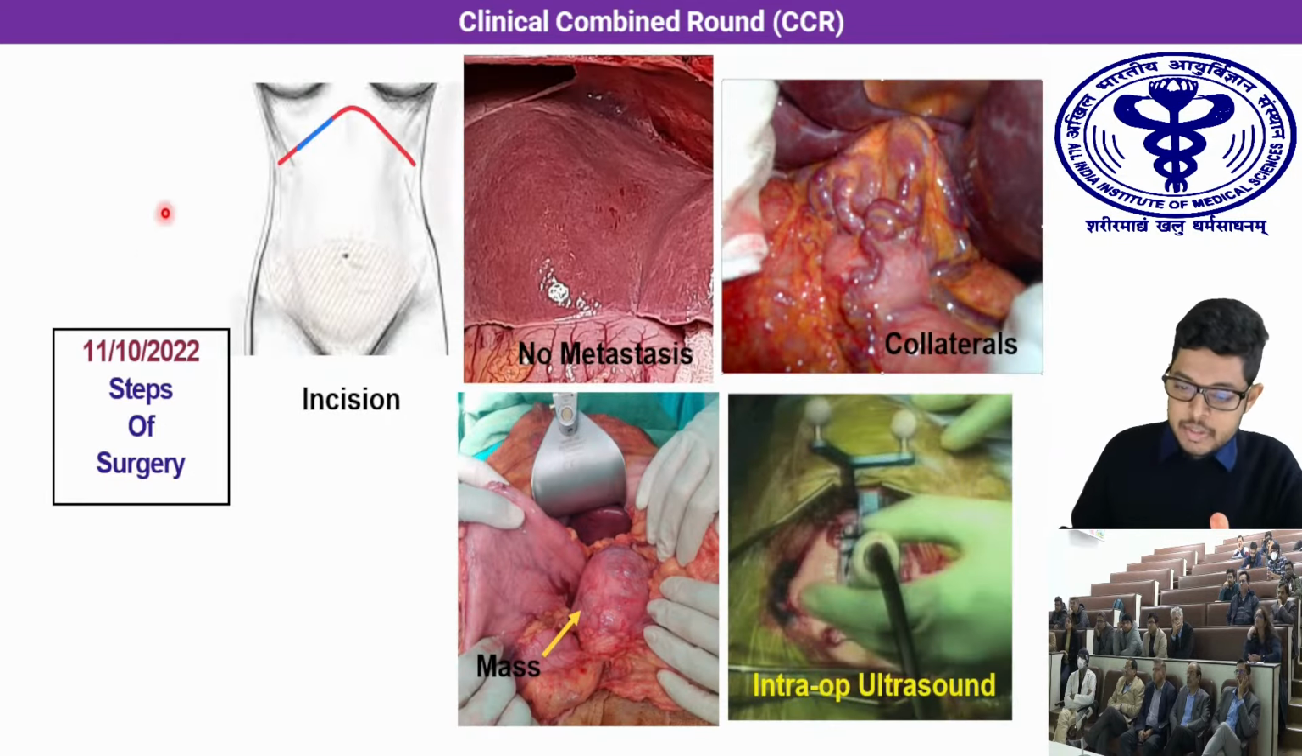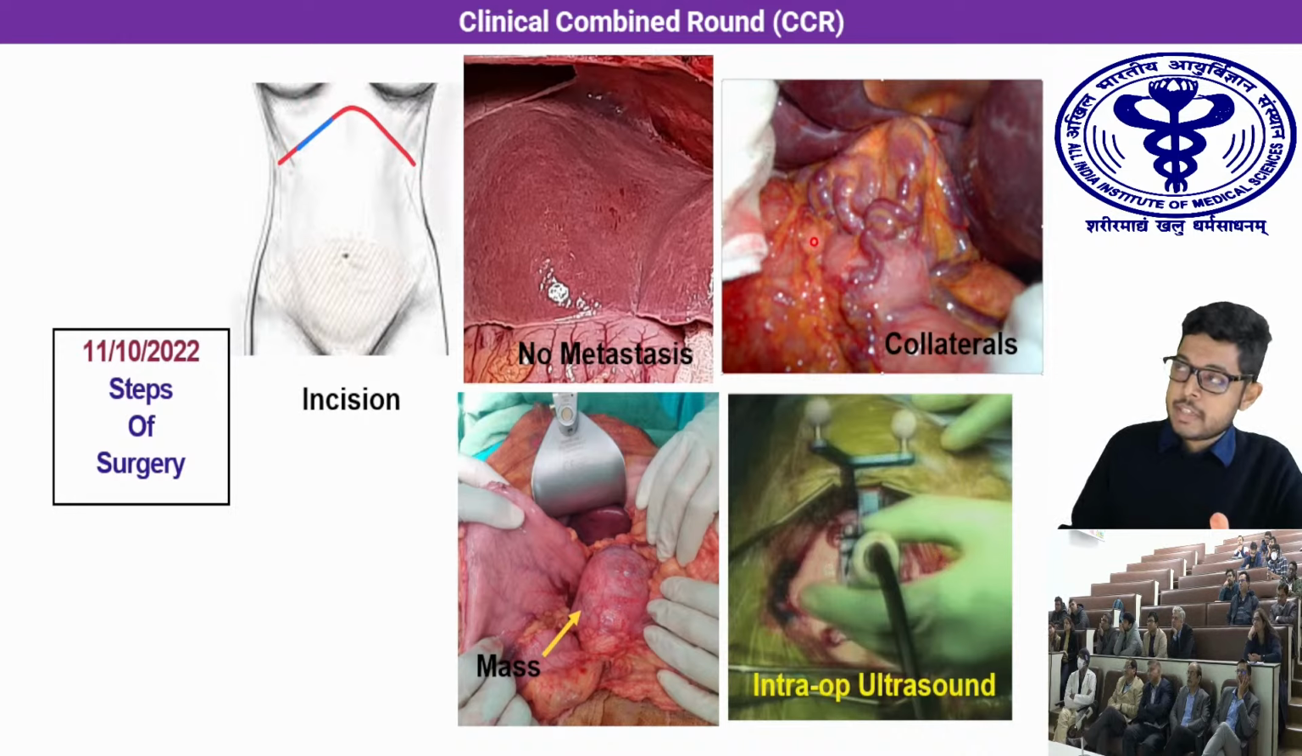These are the steps of the surgery. Initially, a small incision is made in the right subcostal region to assess for any metastasis. There were no metastases, so it was converted into a full incision. This is the bilateral subcostal incision.